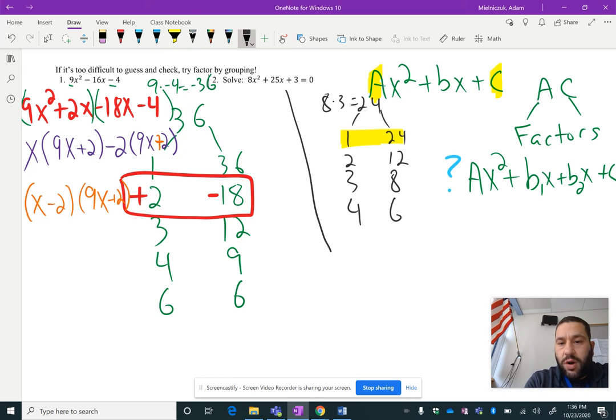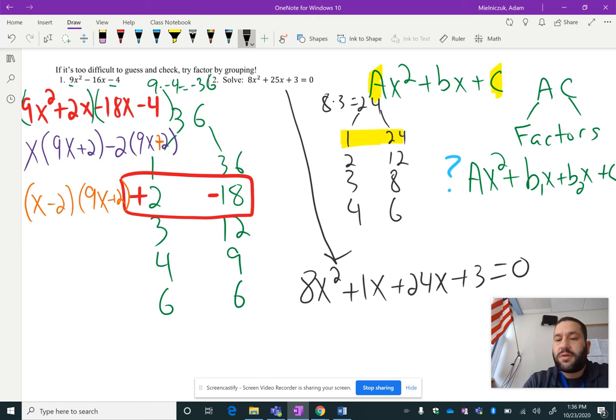So I'm going to write my work down here. This is where I can say I have 8x squared plus 1x plus 24x plus 3 equals 0. Now I can put my grouping in. So what do these have in common? Just an x, leaving me with x on the outside and then 8x plus 1.